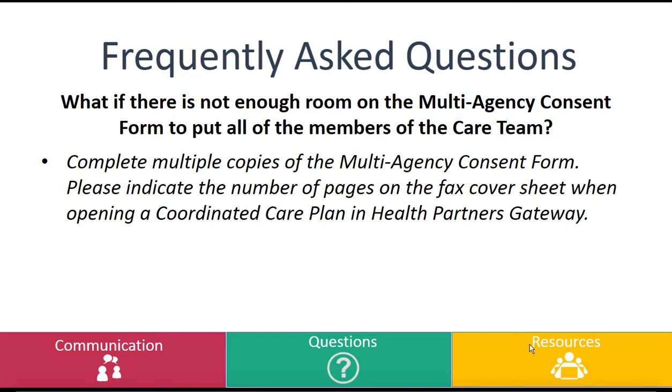The next question is, what if there is not enough room on the multi-agency consent form to put all the members of the care team on it? If this is the case, that is not a problem at all. Simply complete the required number of consent forms and fax them to the LHIN with the initiation and update form attached. Then someone from the LHIN will be able to identify that there are multiple service providers for that one coordinated care plan. If they have any questions or concerns, they will be able to contact you for clarification.